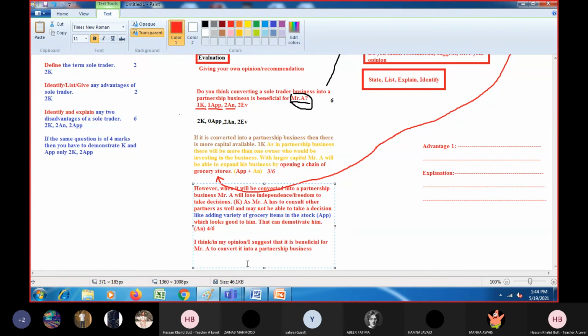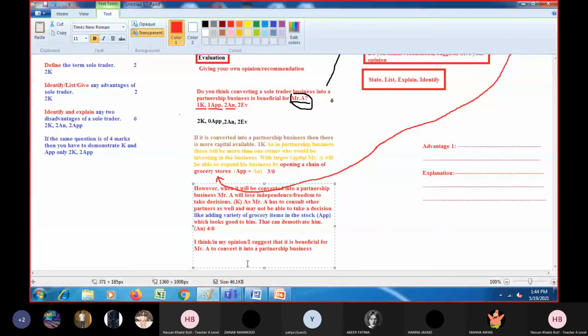Now remember, if I am in favor of it, I have to give another advantage, and that advantage should not be the same which I mentioned earlier. I mentioned earlier that if it is converted into a partnership business, there will be more capital. Now I cannot use that point again because I have already used it and gained marks for that. Now I have to use another point, another advantage, to support my argument for the evaluation. So to convert into a partnership business, now I'm going to develop it. Again, this is what we call development, because now this is justification.